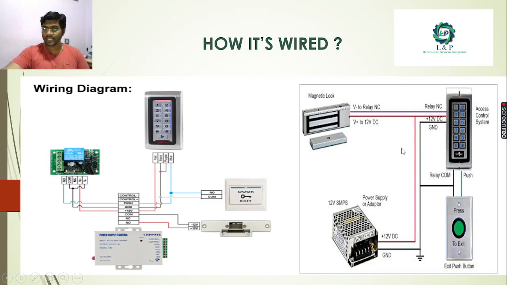And see here, one other very simple example. We have a 12 volt SMPS power supply, so we are taking the 12 volt DC for the magnetic lock to work properly, and for the access control card readers as well. And for the emergency push button also, it is wired to the access control system.